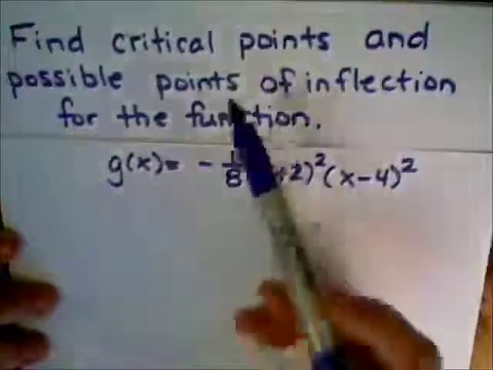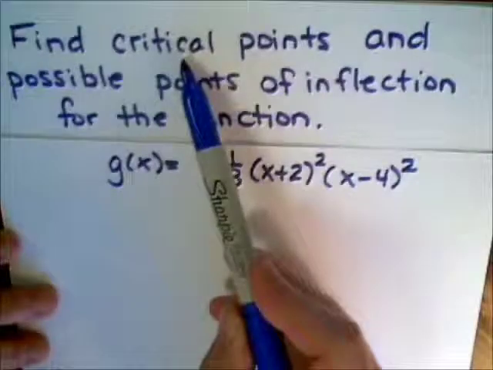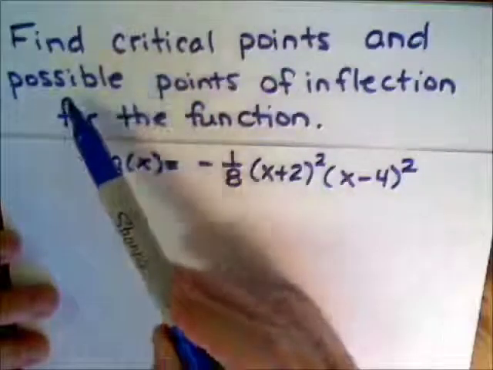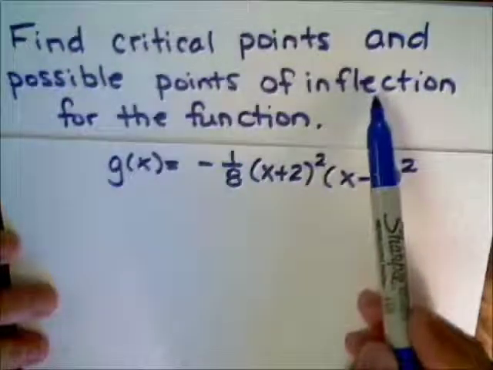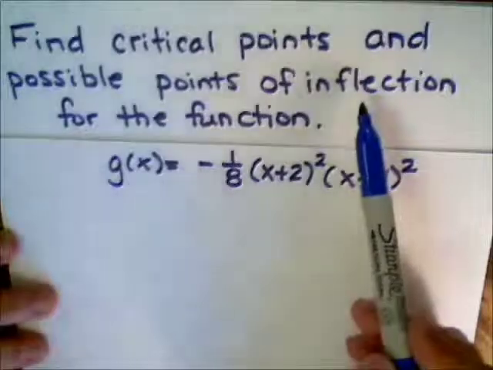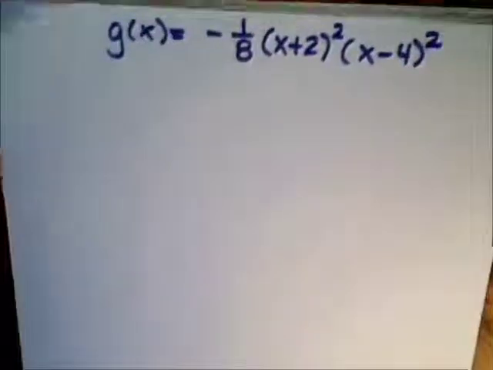Okay, and we recall that the critical points are the zeros of the first derivative and where the first derivative might be undefined. The possible points of inflection are the zeros of the second derivative and the points at which the second derivative might be undefined. All right, let's start by finding the first derivative of g.